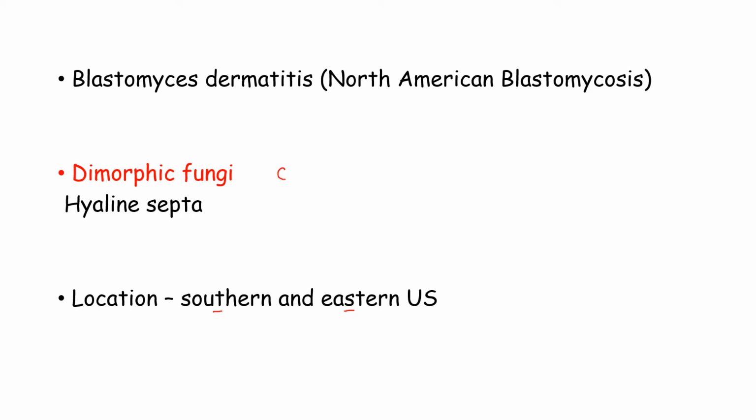One is the yeast form. The yeast form is seen inside the body at around 37 degrees Celsius because this form is so small that it can easily disseminate inside the blood. And the other form is the mold form. And this mold form, when you see it under the microscope, will show hyaline septae.